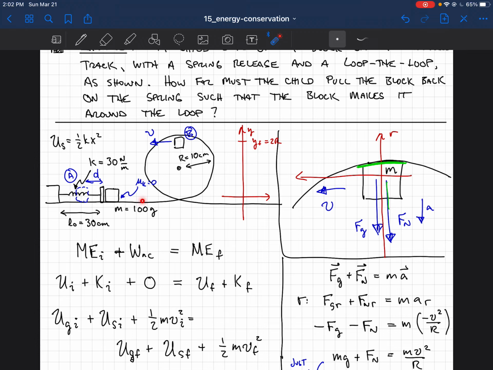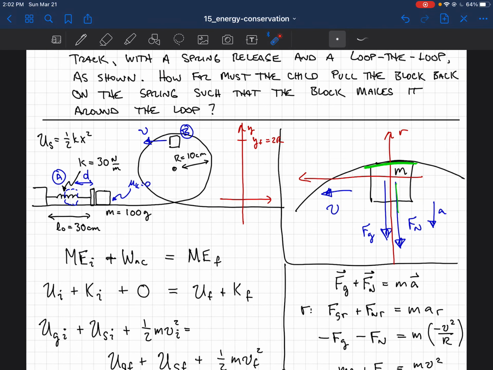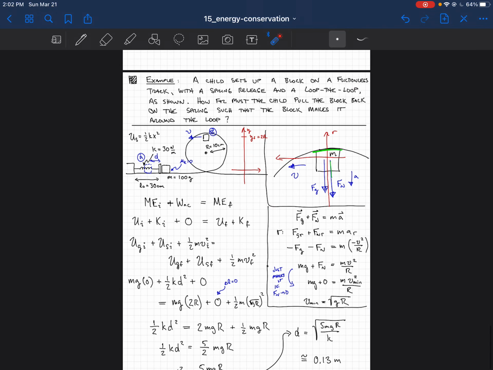So you see, it's nice. We don't have to deal with all the intermediate things. If you tried to do Newton's second law here, imagine what happens. The free body diagram is changing as you go around this circle. So doing Newton's second law would be very difficult. You'd have to do it many times. But we don't have to do that. We just take the initial position when the spring is compressed and the final position when the block is going through the top of the loop. And that's how we do a conservation of energy problem.